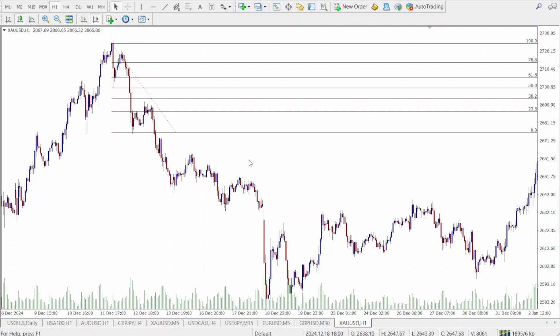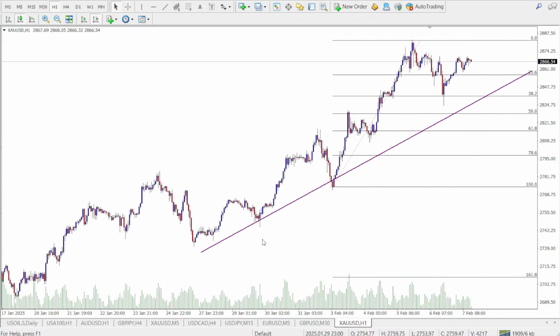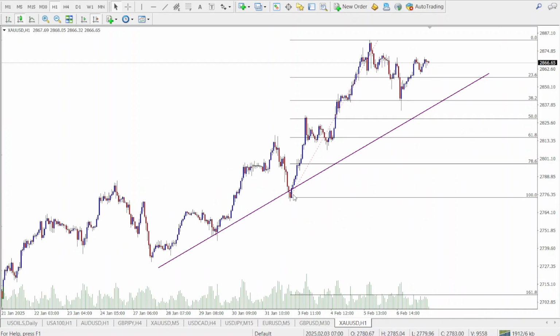Then you watch for price to pull back to one of the key Fibonacci levels before resuming the trend. As you can see what happened, it pulled back. In this case, we can see that it pulled back from here to here, between the 38.2% to 50% before resuming the trend.